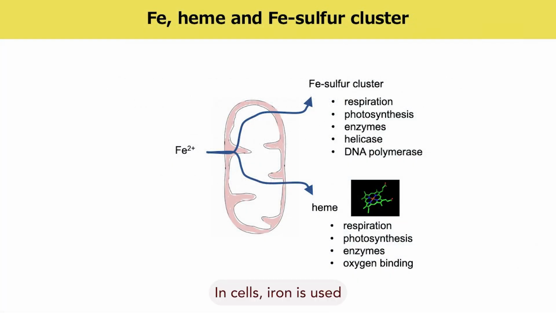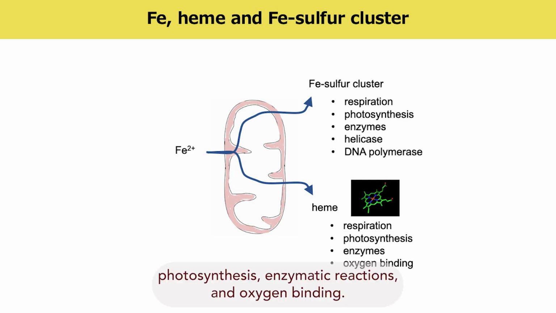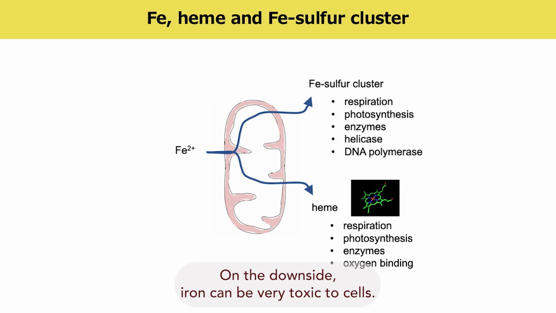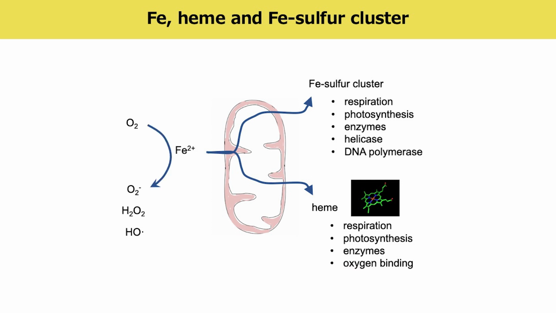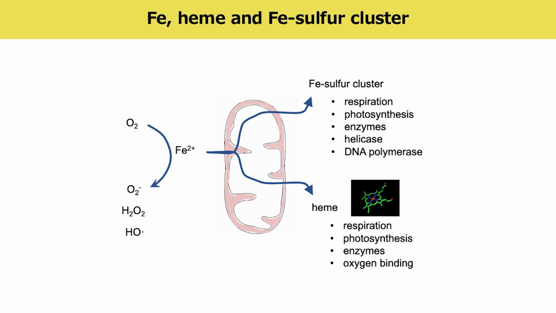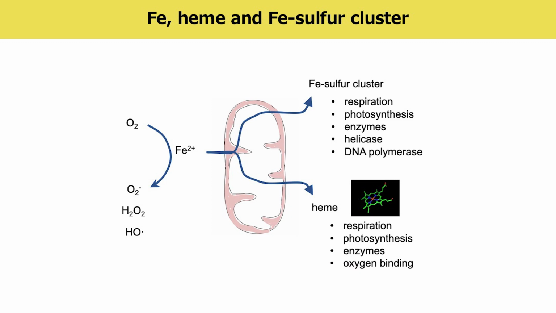In cells, iron is used to generate iron-sulfur cluster, or heme. These molecules bind to various proteins to function in respiration, photosynthesis, enzymatic reactions, and oxygen binding. All of these reactions are essential for cells and organisms to survive. On the downside, iron can be very toxic to cells. Ferrous iron can catalyze the conversion of molecular oxygen to reactive oxygen species, such as hydroxyl radical.